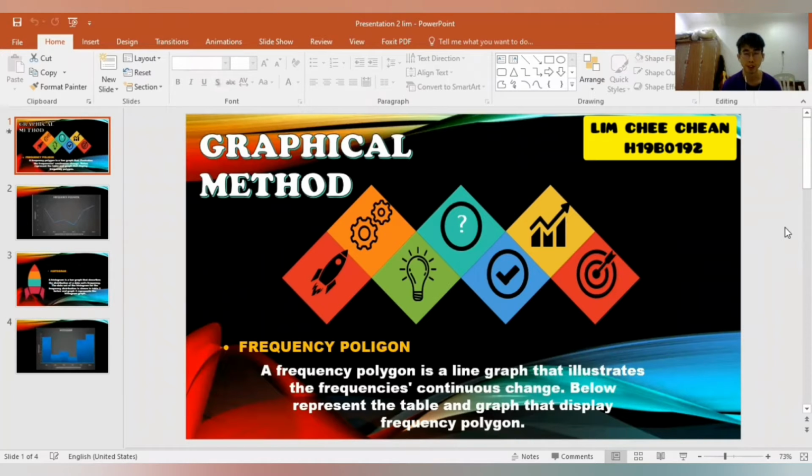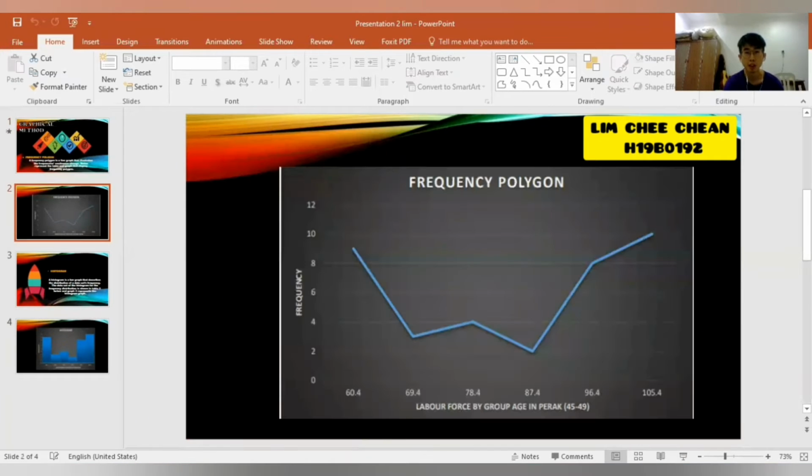In my assignment, my part is graphical methods. A frequency polygon is a line graph that illustrates the frequency's continuous change. Below represents the table and graph that display frequency polygons. This one is a frequency polygon of the graph.